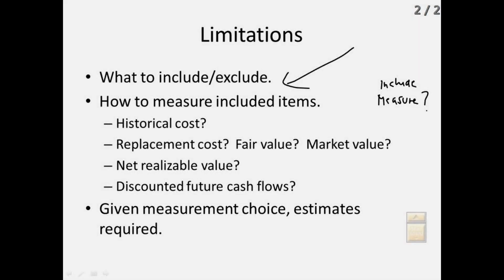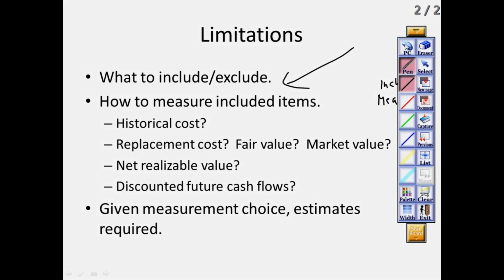And this is where we come into the discussion that we had sort of way back when on the first day of class. How do you measure the value of something? And we've talked about different options. You could try historical cost, which is how much you paid for it. But some people would argue that's not particularly helpful because what you paid for it may not reflect how much it's worth.